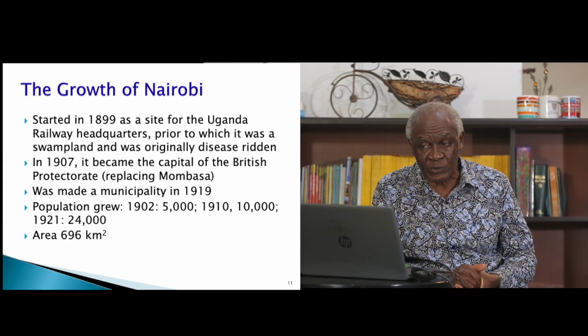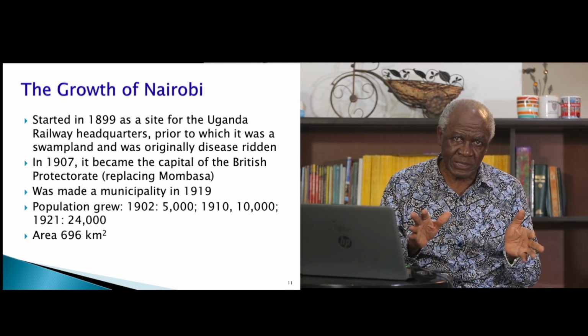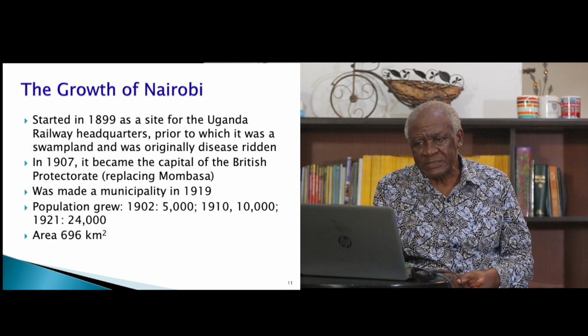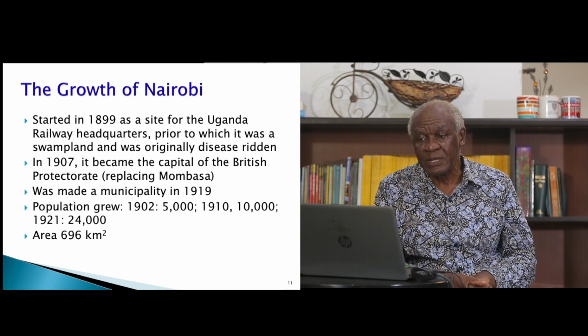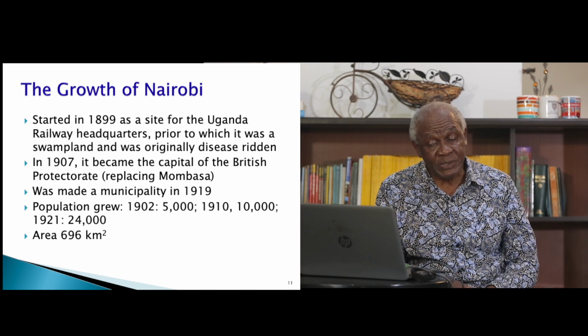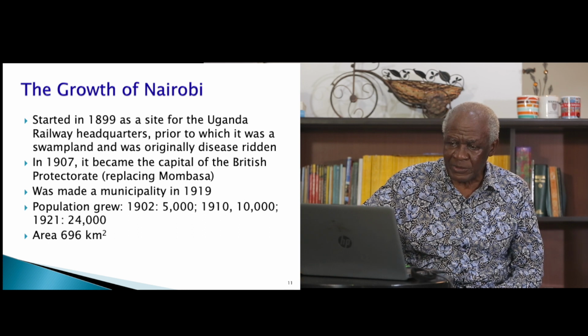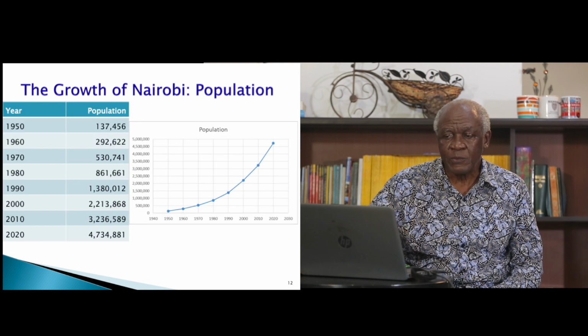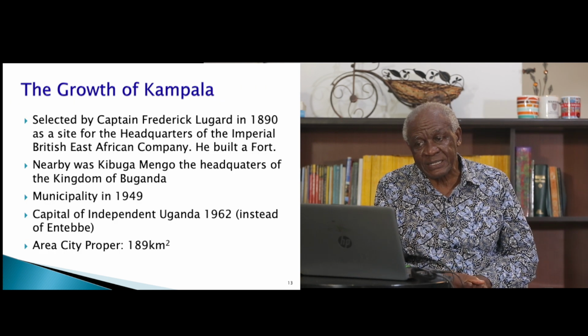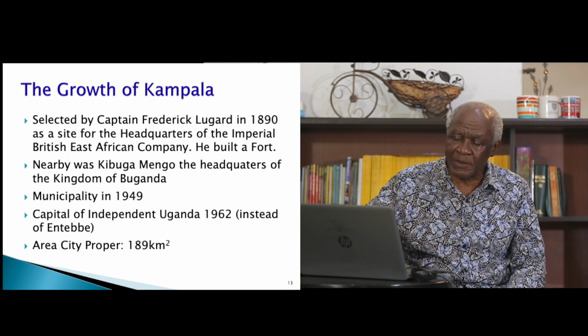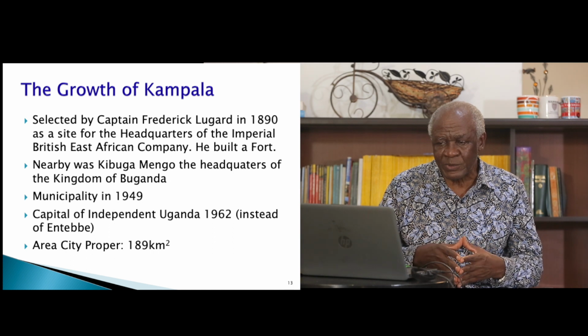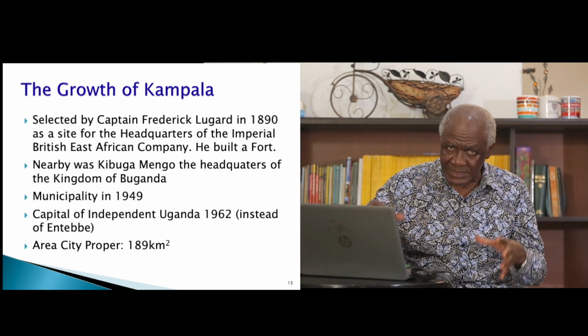We can see the same trend if we go to Nairobi. Nairobi started in 1899 as a site for Uganda Railway headquarters. Prior to that, it was just a swamp with very little use. But in 1907, it was made the capital, a municipality in 1919, and the population has grown from 5,000 in 2002 to 4 million right now in an area of almost 700 square kilometers. We can look at Kampala as well, which started in 1890 as a site for the headquarters of the Imperial British East Africa Company, and it has grown from a very small area now to cover almost 200 square kilometers, the city proper.